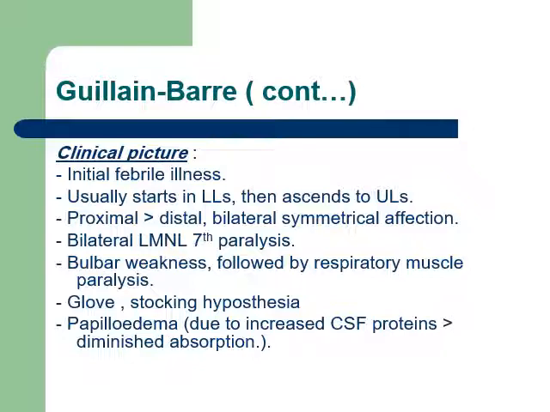Because of the affection of the nerve roots, it is proximal more than distal, which is different from the rest of the peripheral neuropathies. It's always bilateral and symmetrical. Cranial neuropathy is very common, especially bilateral lower motor neuron facial palsy, bulbar weakness, which precedes the respiratory nervous system affection. Sensory examination usually shows global stocking hypoesthesia and papilledema secondary to increased CSF protein, as we told, it is an autoimmune disorder.